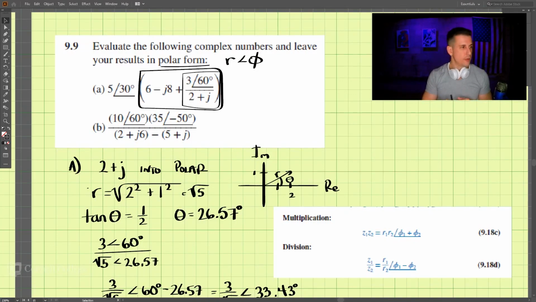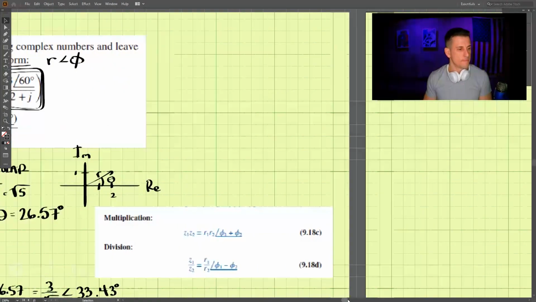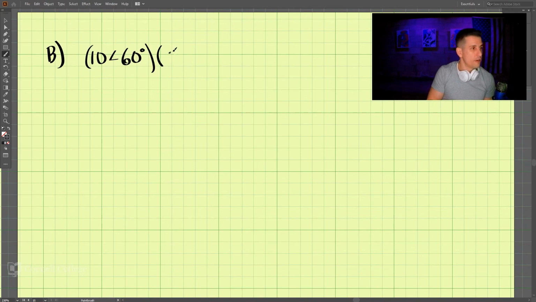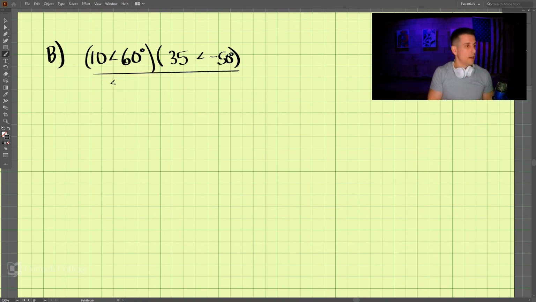Now we'll continue on to answer part B of this question, where we have these values. So let's get a new sheet. Let's take a look, and so what we'll be doing for part B is we'll be looking at 10 at an angle of 60 degrees, and then 35 at an angle of negative 50 degrees, divided by 2 plus J6, and that's minus 5 plus J.